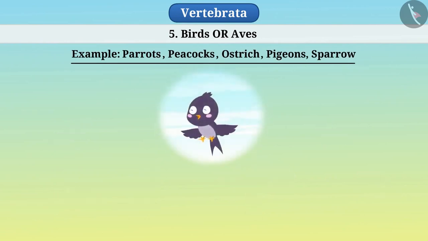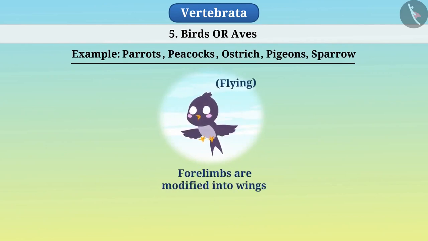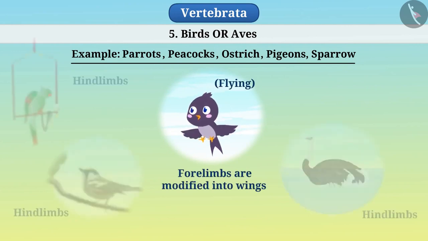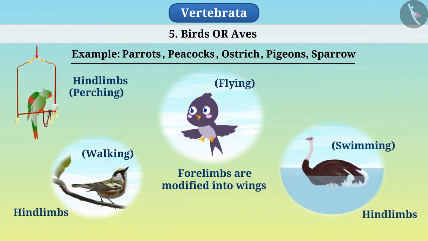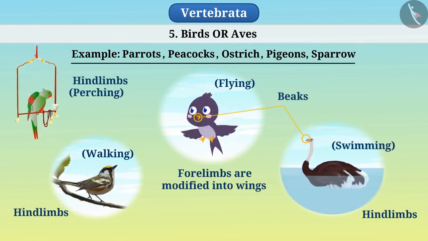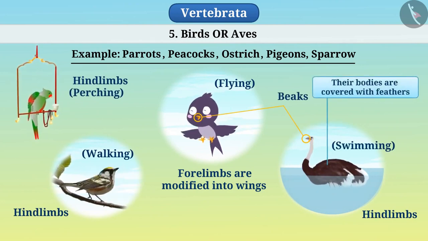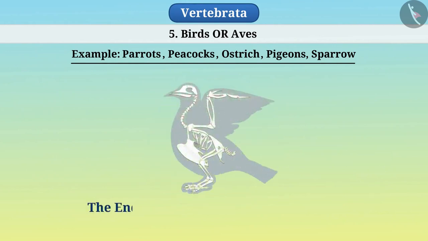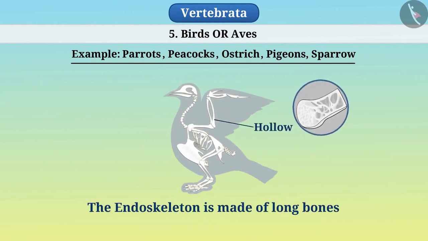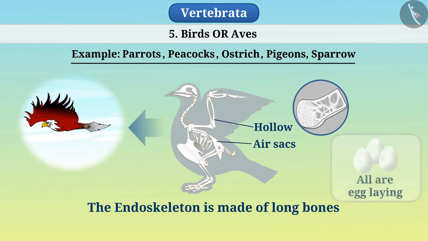They have two pairs of legs. Forelimbs are modified into organs that help in flying, that is, wings. Hindlimbs are adapted for walking, swimming, or perching. They have beaks. Their bodies are covered with feathers. They breathe with the help of lungs. The endoskeleton is made of long bones. The bones are hollow and have air sacs. It helps them to reduce their weight, which helps them in flying. They all are egg-laying animals.